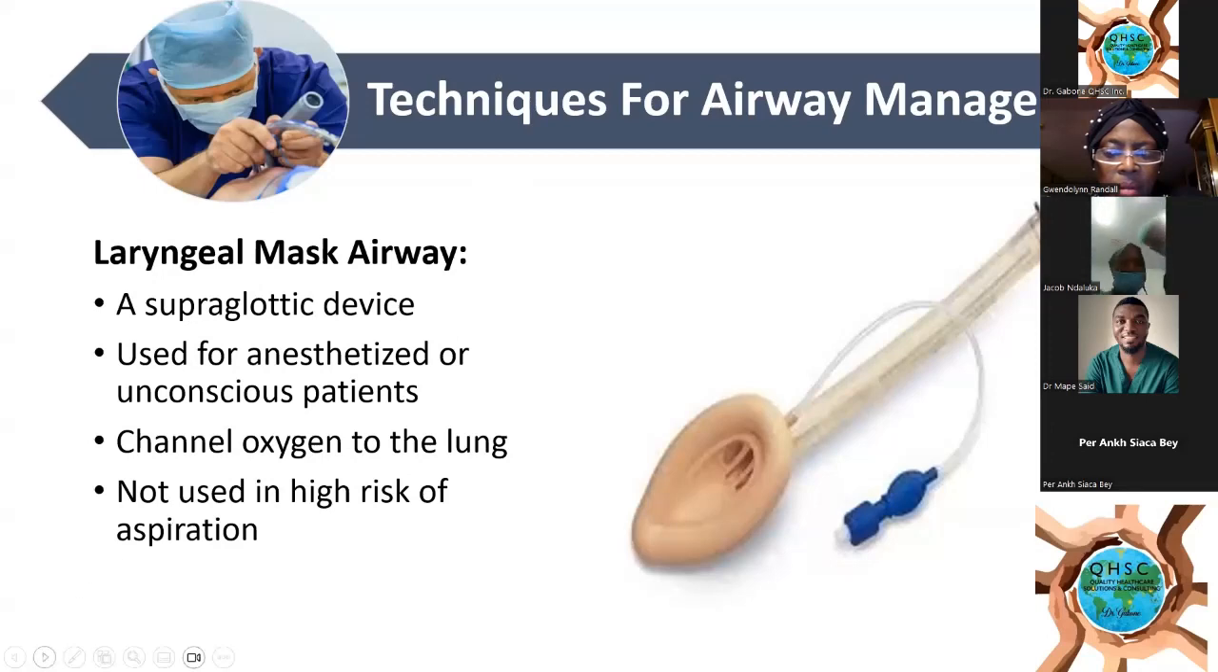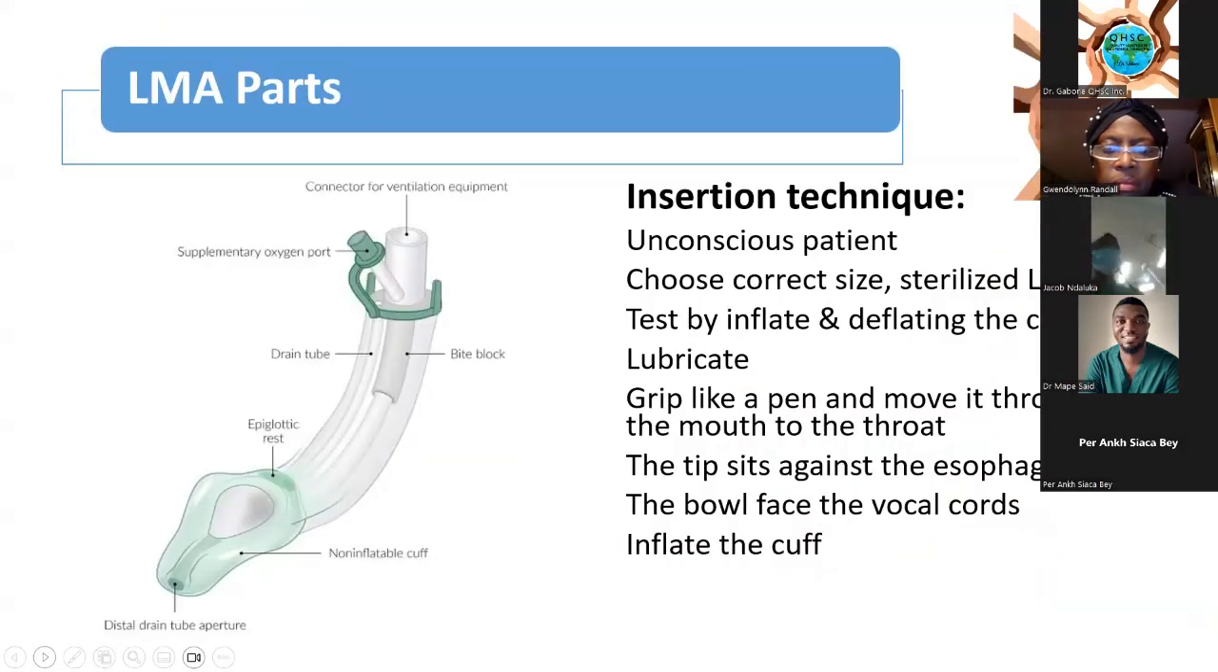Next slide. Here we see the parts of the LMA and the insertion technique. This part connects with the breathing circuit. There is a part the patient's teeth will bite, and it is very strong to avoid the patient biting through it. Then there is the part that sits in the throat area, the non-inflatable cuff. We also have the inflatable laryngeal mask, which you can inflate with air to make a tight seal, and a drain tube through which you can drain fluids if needed.